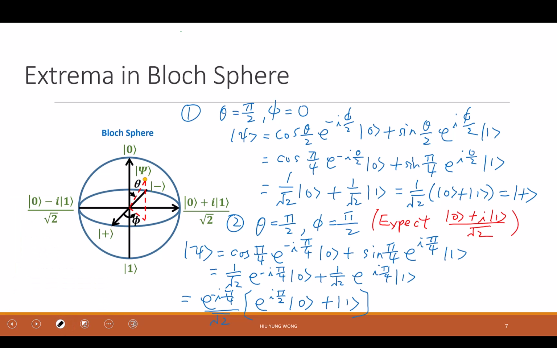So I made a mistake, right? What mistake did I make? When I take out e to the power negative i pi divided by 4, the first term should be nothing, because I take this out. And then the second term, let me rewrite it, should be 0 plus e to the power i pi divided by 2, |1>. Because if you multiply this to here, you get e to the power negative i pi divided by 4. You multiply this to here, do the subtraction, you get e to the power i pi over 4. Sorry for this mistake. Maybe I have a quick pause here. Any questions?